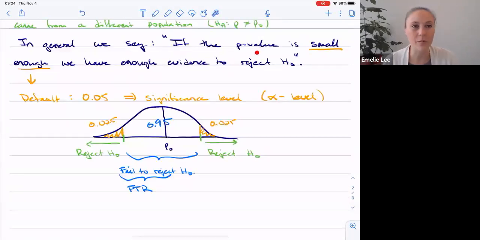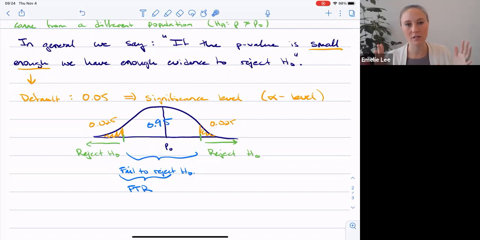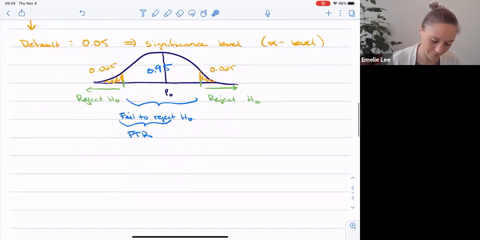Okay, so in general, if the p-value is small enough, we have enough evidence to reject H naught. As a default, we use 0.05. So if a question doesn't say what significance level to use, then you use 0.05. If it says use an alpha level of 0.1, what does that mean? It means that you're going to move your threshold closer to the hypothesized value, making it easier to reject H naught, right? Whereas if you move it further out into the tail, so let's change it to 0.01, then it becomes harder to reject H naught.